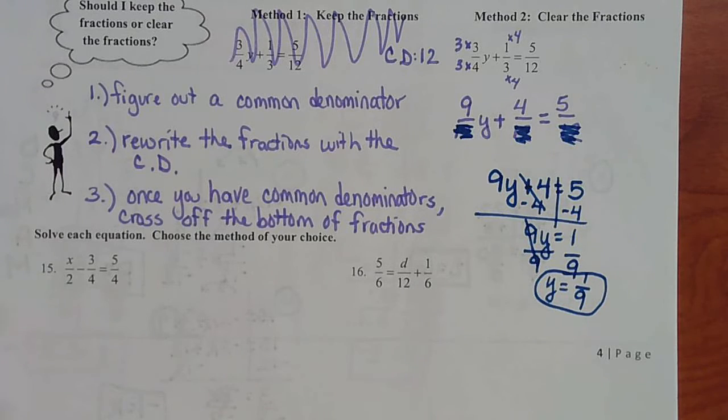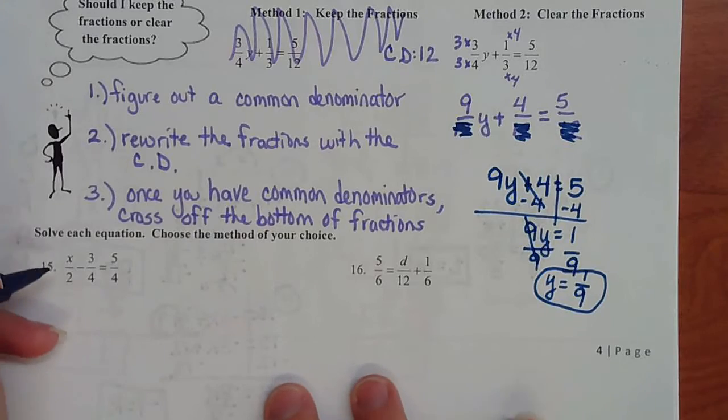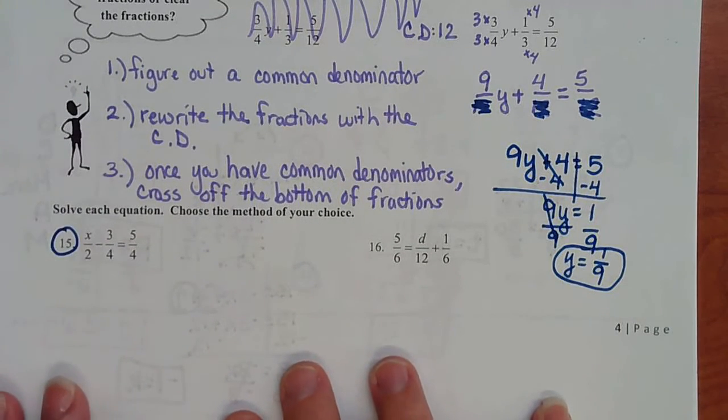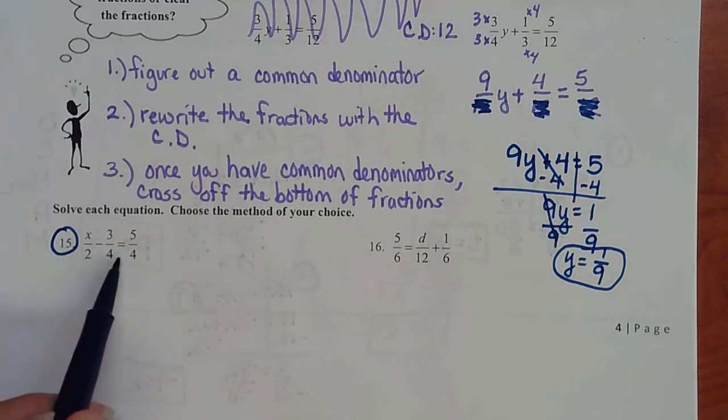We'll just do one together, and I'll send you loose on one on your own, and then I'll get you your assignment. We don't really need to do a ton of these. So if we take a look at 15, thinking about what we did up top. Step 1, figure out a common denominator, because we have a bunch of fractions going on. What would the common denominator be between a 2, a 4, and a 4? 4.